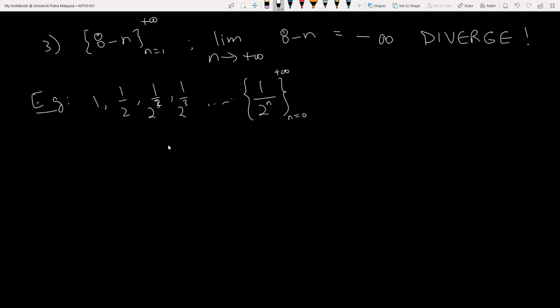So what's the value of the limit? I want to find the limit of Sn as n goes to positive infinity for 1 over 2 to the power of n. As n goes to positive infinity, 2 to the power of n is going to be quite large. So 1 divided by a really large number is 0. I don't think you have any problem with that, right?